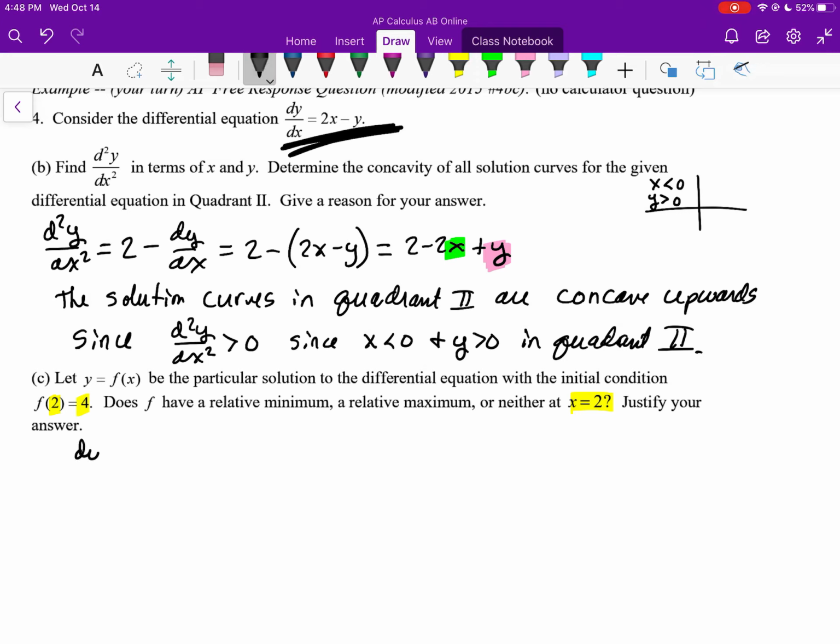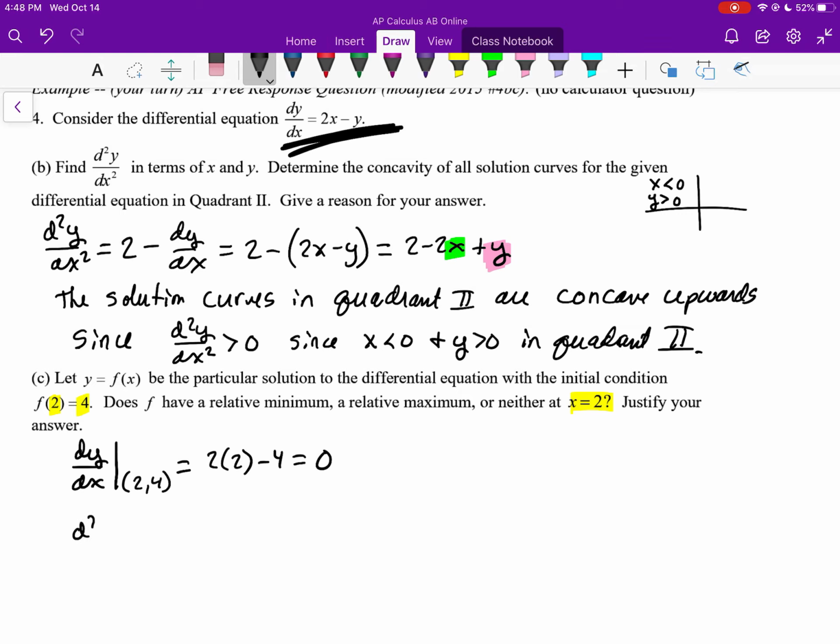So let's go check this out. We have dy/dx at the point (2, 4). What happens? If you plug that in, we're going to get 2 times 2 minus 4. We're going to get 0. We have a horizontal tangent.